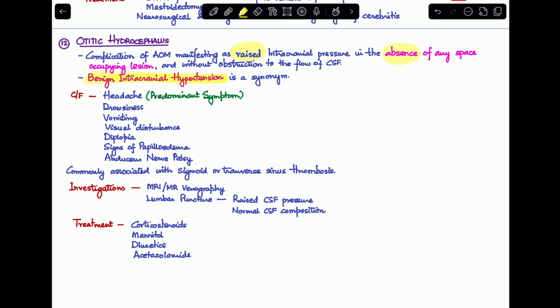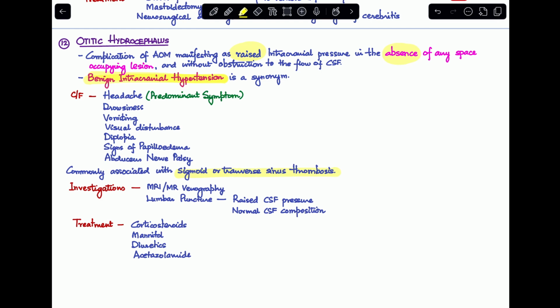The predominant symptom seen over here is headache. Other than that, the patient also complains of drowsiness, vomiting, visual disturbances, basically all complaints that can come as a result of raised intracranial pressure, like diplopia, signs of papilledema, even leading to abducens nerve palsy, leading to lateral rectus palsy. This condition is also commonly associated with sigmoid or transverse sinus thrombosis.